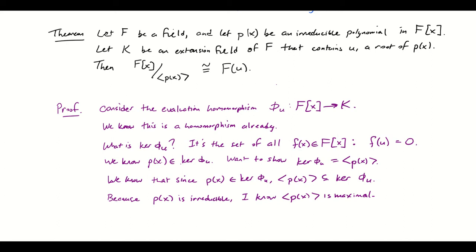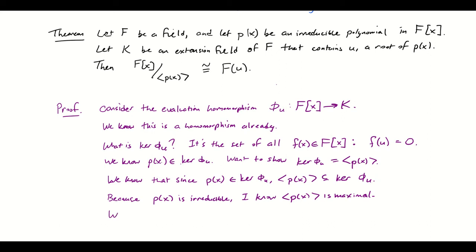So I know that that ideal is maximal, and I know that the kernel is an ideal that contains that maximal ideal, and it sits inside of the domain of my homomorphism, inside of F adjoin x. So this is a maximal ideal of F adjoin x, and I know that the kernel of this map sits somewhere in between those. Well, if you sit between a maximal ideal and the entire ring, you're either that ideal or you're the entire ring. And I'm going to show that the kernel can't be the entire ring.